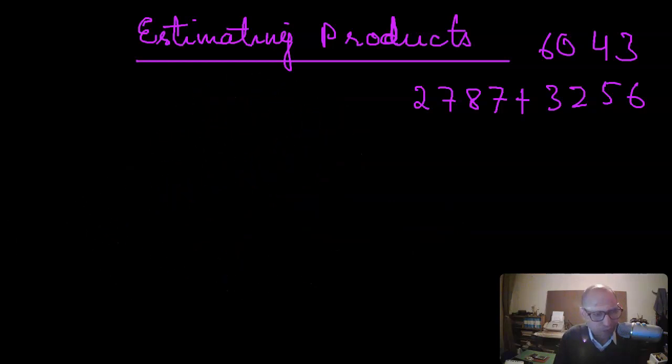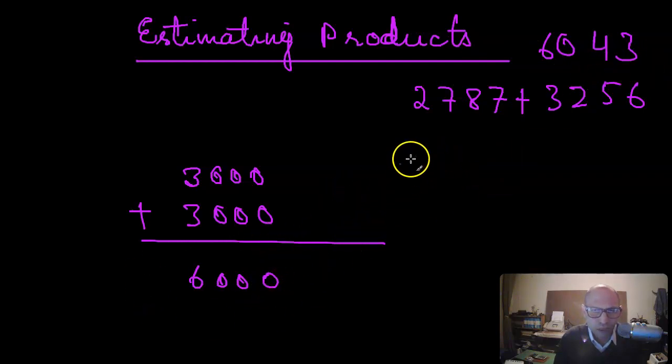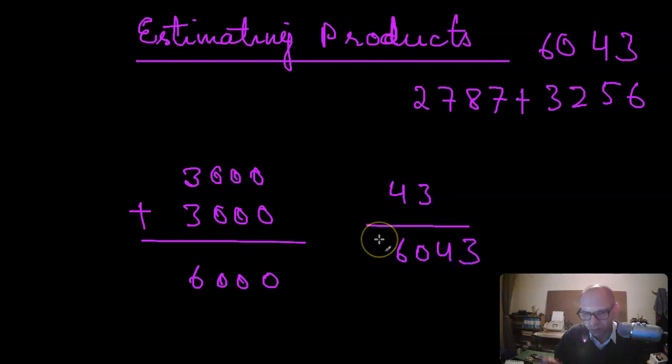So the numbers were 2787 plus 3256, and the actual answer would be 6043. On the other hand, if you do approximation, if I round 2787 to 3000, and 3256 to 3000, that would be essentially 6000 added together. And you see that the difference is only 43 out of 6043. So that's essentially nothing, right? Meaning in percentage, that would be a tolerance of actually nothing, 43 out of 6043.